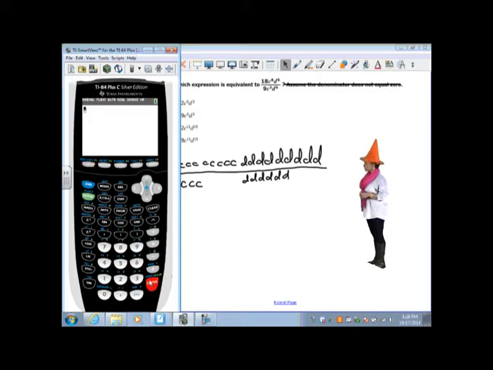And we're going to put 18 on top and 9 on the bottom. And we're going to hit enter and simplify it and see what it gives us. And it gives us 2. Now because it just gives us 2, that means it's going to be a whole number.